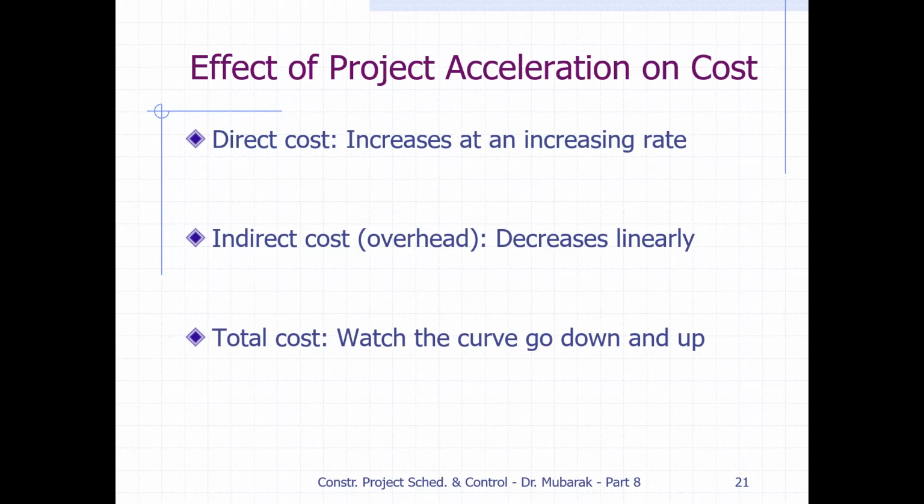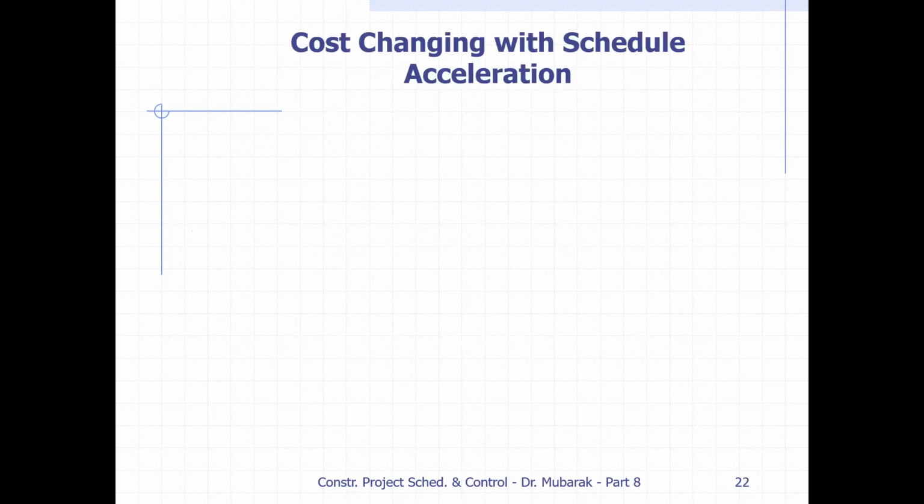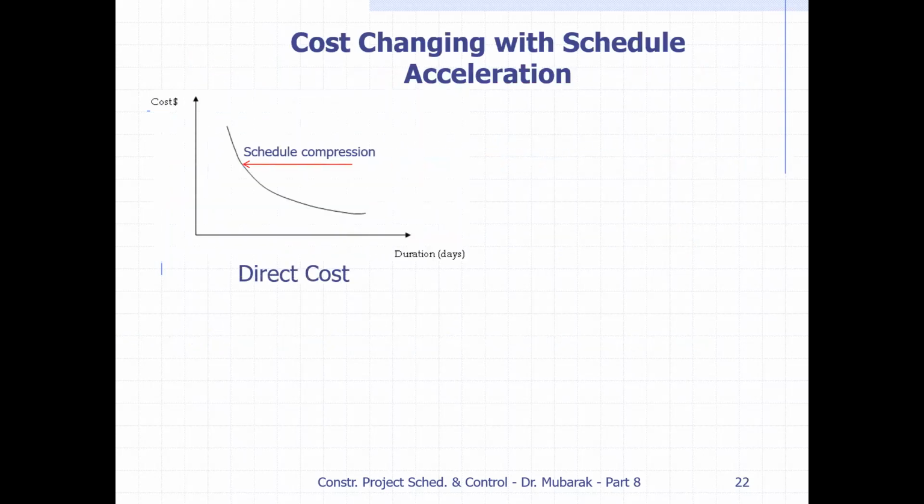We watch how the curve proceeds, whether it goes down or up, when we add up these direct costs and indirect costs and see what is going to happen with the total cost of the project. For example, here is the curve for direct cost for schedule compression, where the x-axis is the duration and the y-axis is the cost. If we reduce the duration, you can see the cost is going to increase. As long as we reduce the duration, cost increases with the shortening of the duration. Direct cost is always going to increase.